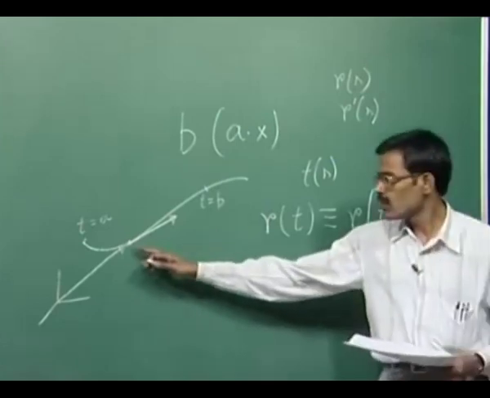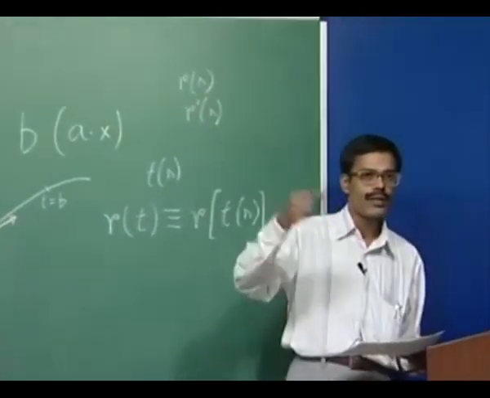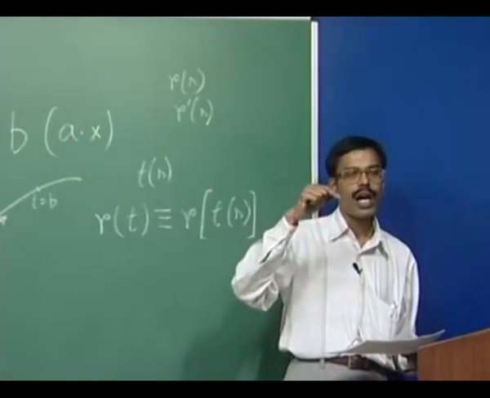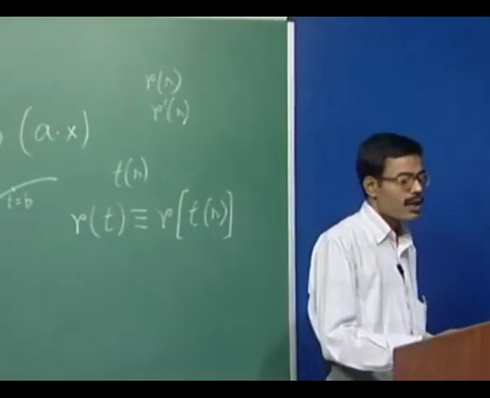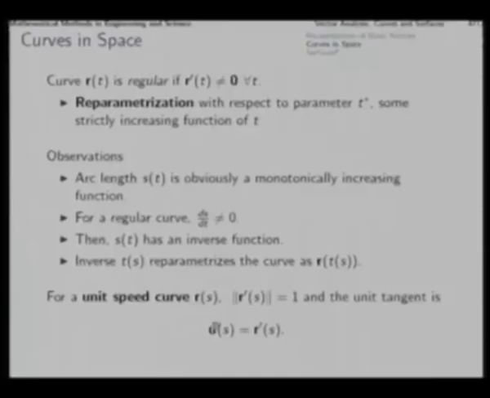So, the tangent that you get will automatically have unit length. You do not have to divide by the norm of r prime; the norm of r prime is 1. So, in that case, you get the unit tangent directly as u of s equal to r prime of s.